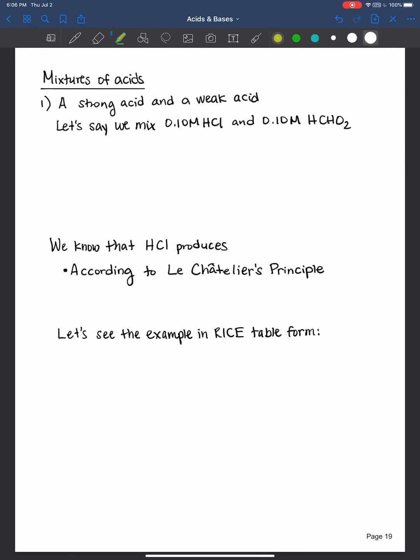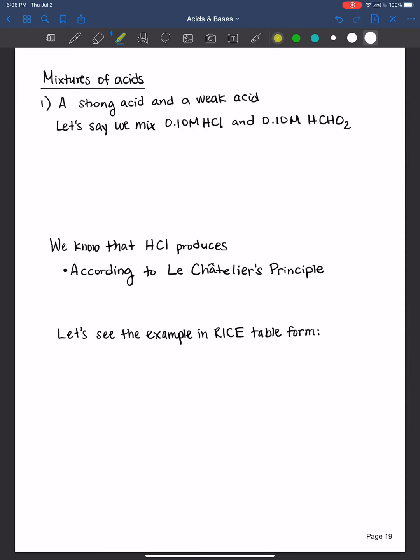Hi everyone, welcome back. In this video, we will discuss how to calculate the pH of a solution that has a mixture of acids. Okay, let's look at the first scenario. What happens if we have a strong acid and a weak acid mixed together? Well, a good example would be hydrochloric acid and formic acid.